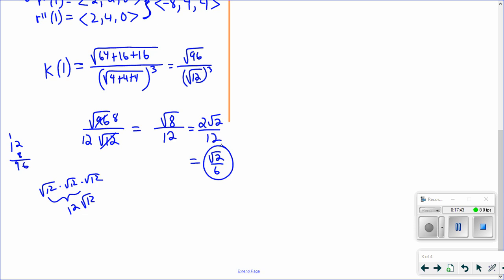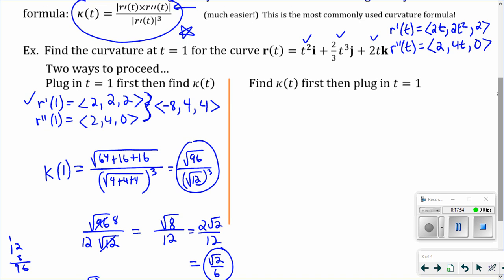Now, frankly, I don't really care that much. I guess we could leave it like that, but you could do the other thing. The other way to do it is to leave it in its t format. That would be a little bit more tedious, but let's go ahead and do it. So I'm going to do my cross product of my r prime of t, which would be 2t, t squared, and 2. And then my second derivative is 2, 4t, and 0.